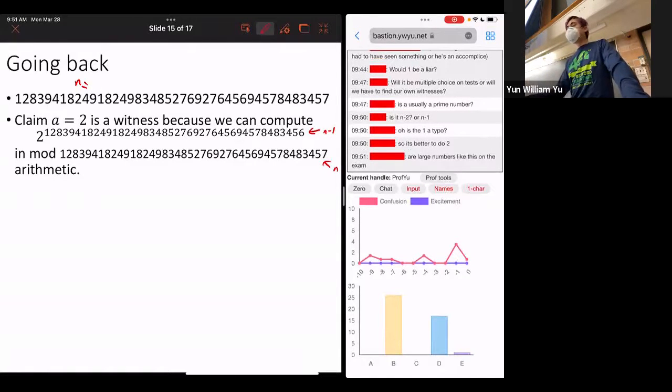We can compute that. It's painful. I will never ask you to do this by hand. Are large numbers like this on the exam? No, numbers this big will not be on the exam. But a computer can do this.